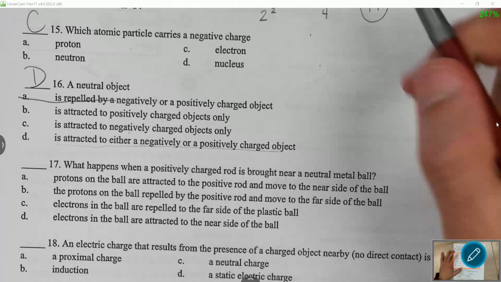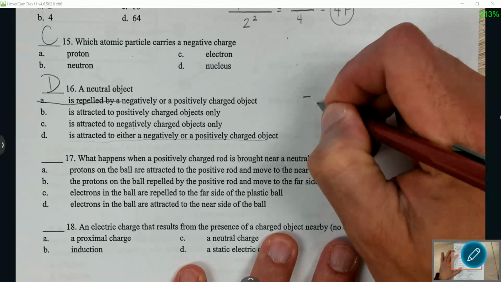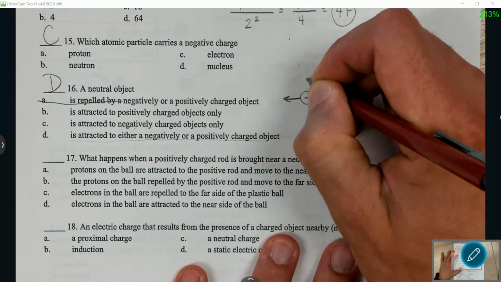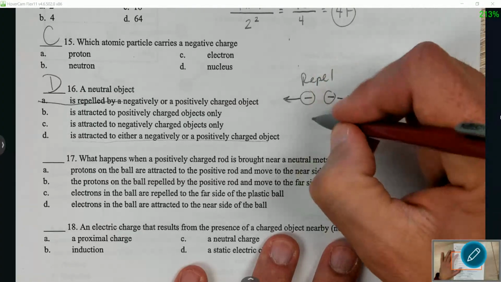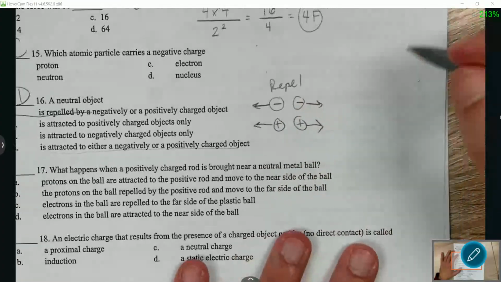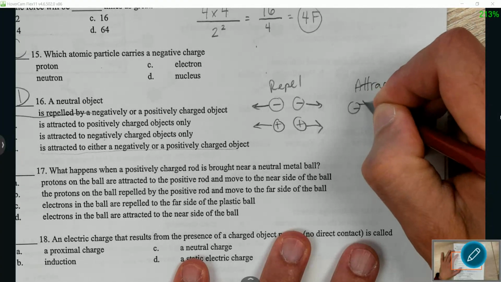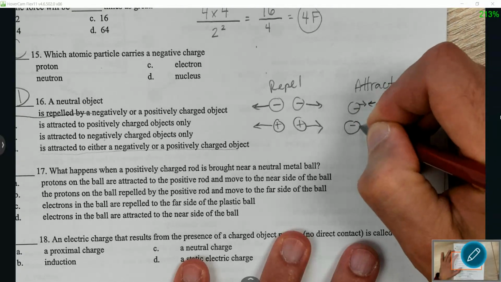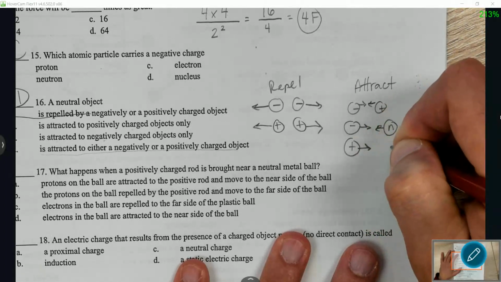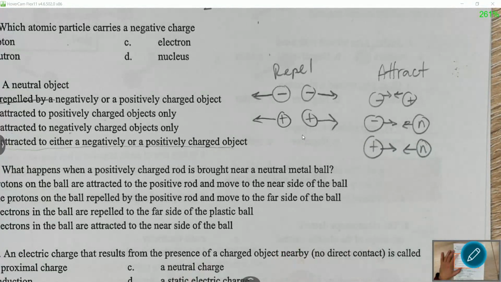So remember, if you don't remember, you may want to just briefly add this to your notes. A negative and negative, what are they going to do? Good, they repel. And what other ones repel? Positive and positive. Those ones repel. The ones that attract: negative and positive, they attract, negative and neutral, and positive and neutral. All right, that may help you guys answer quite a few questions on here, at least two extra ones.